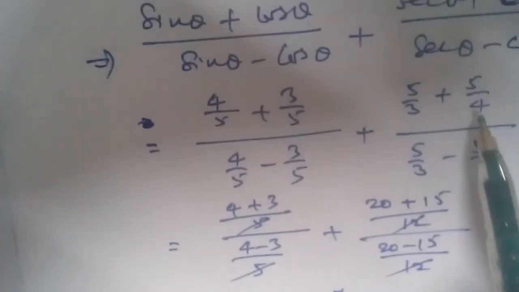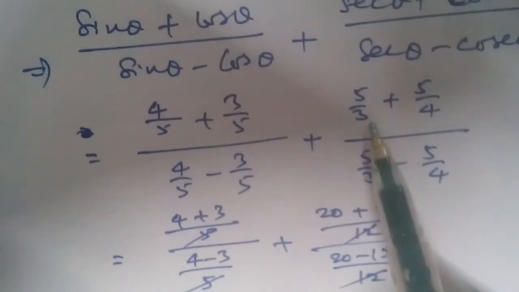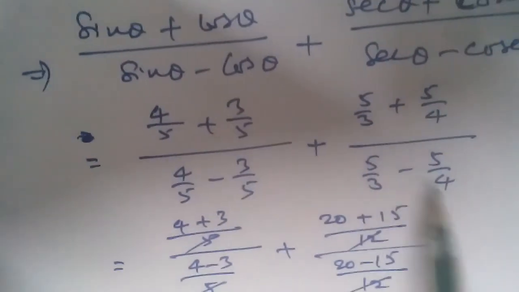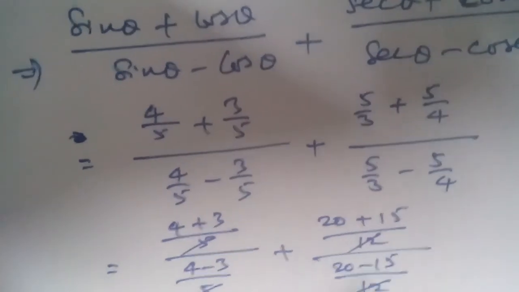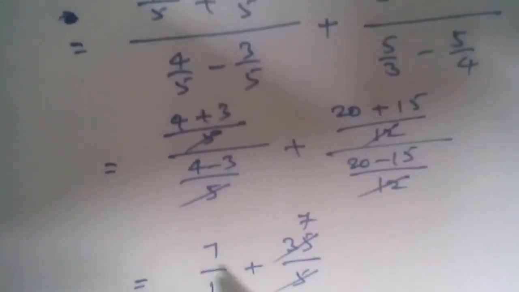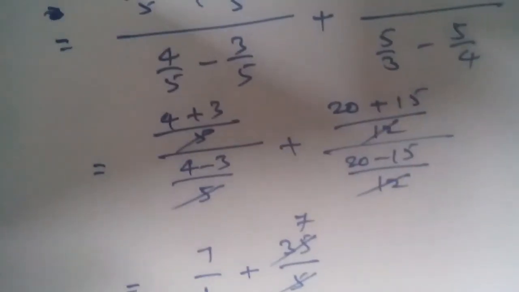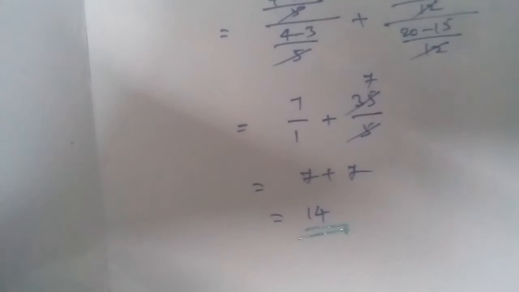So now cross multiplying: 5 into 4, 20, 3 into 5, 15, and 3 fours are 12. Again the same thing, here we have plus and here we have minus. So 20 plus 15 is 35, 20 minus 15 is 5. So we will get 7 plus 35 by 5. 5 gets cancelled, 35 is 7 times. 7 plus 7 is 14.